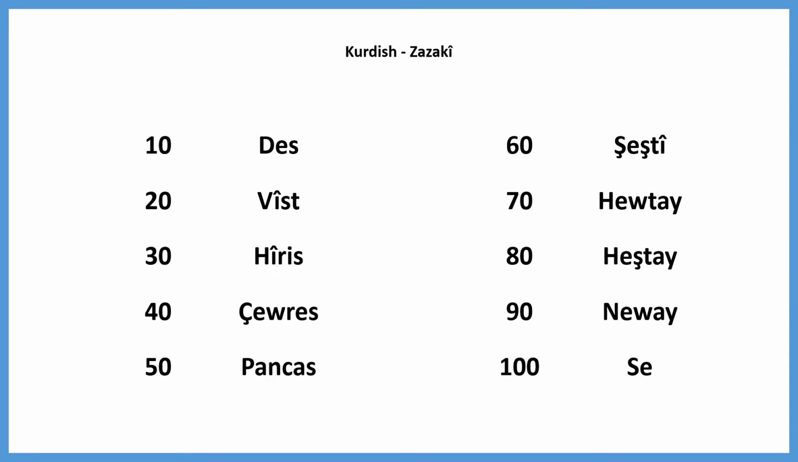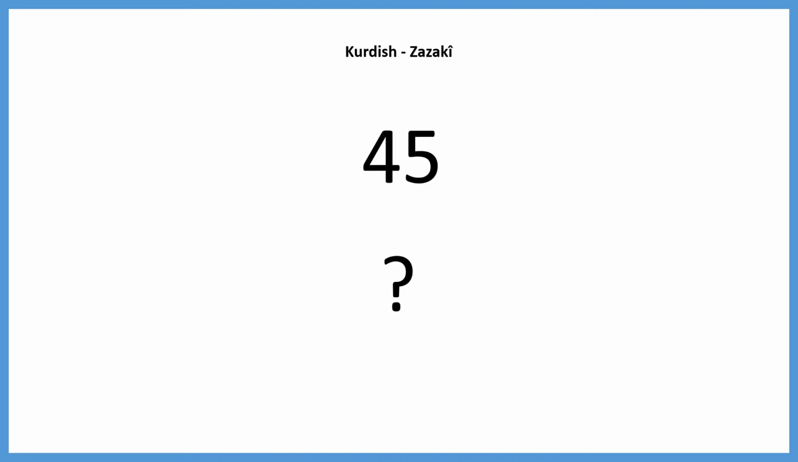Welcome back. The multiples of 10, starting with 10 and going up to 100 are des, vist, hiris, çevres, panjas, şeşti, heltai, heştai, nevai, se. So, let's practice with some examples.